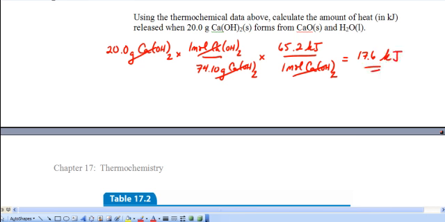Now notice we don't have to put the negative sign in there because it already says released, so we're already saying that it's leaving the system, where delta H would in fact be negative.